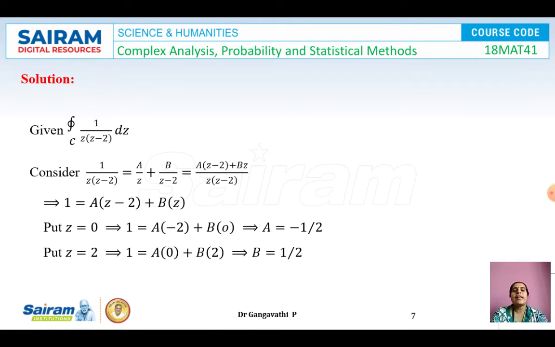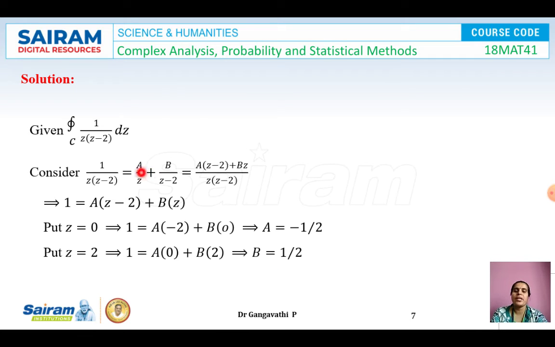Now similarly, let us substitute another value for z in such a way that a becomes 0, so that we can get a value for b now. In order to make this term 0, we have to substitute z is equal to 2, so 2 minus 2 is 0. This one is as it is, a into 0 plus b into 2. So this gives the value of b as 1 by 2. So we have found the value of a and b.